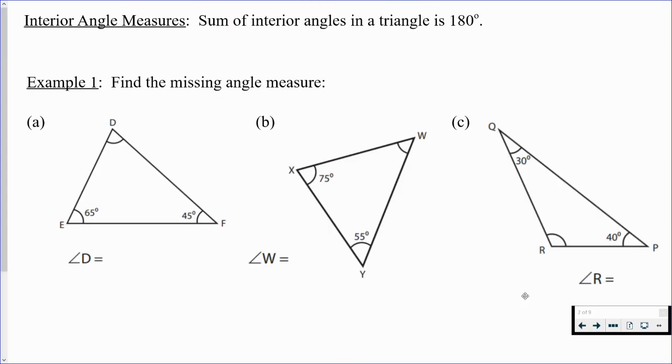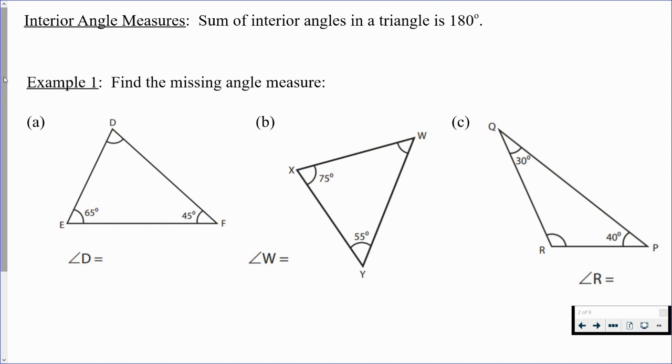Let's try a couple of these after we talk about interior angle measures. The interior angles in a triangle add up to 180 degrees. We may have already known that. We may have already heard that before, but if not, that's something that we do need to make sure that we know for sure when we are working through examples.